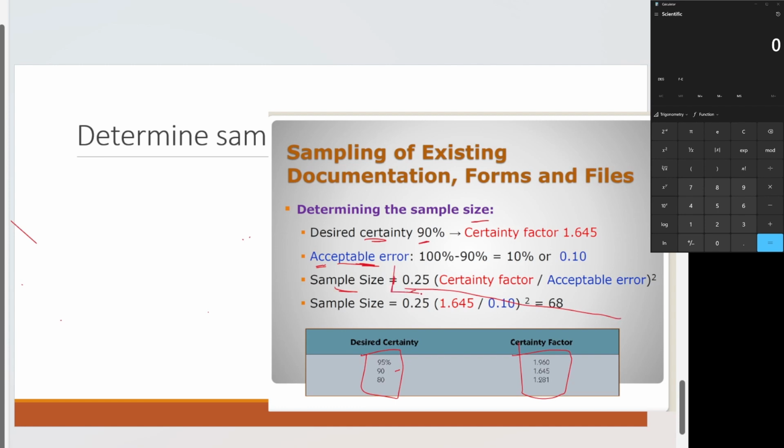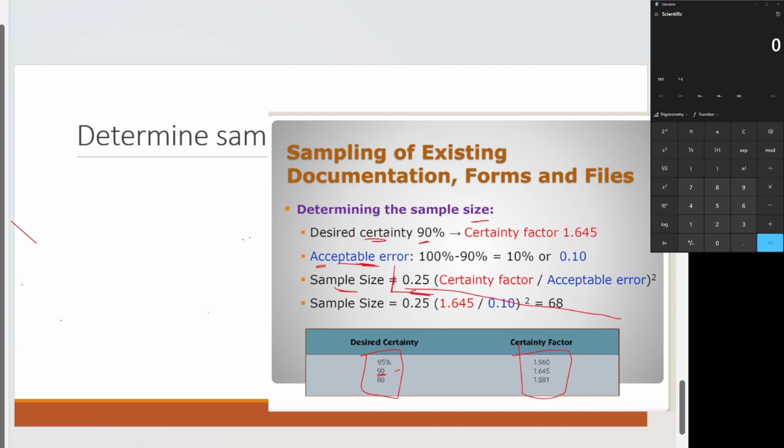So this part we're supposed to memorize. Okay. So first we're supposed to look at the certainty factor, and then the desired certainty and the certainty factor for it. So this is what we have. For 90%, you've been given 1.645. For 95, you've been given 1.960.